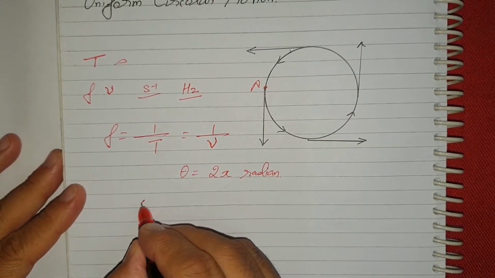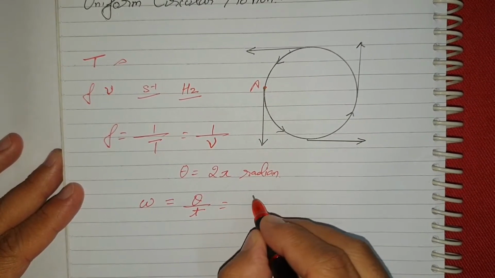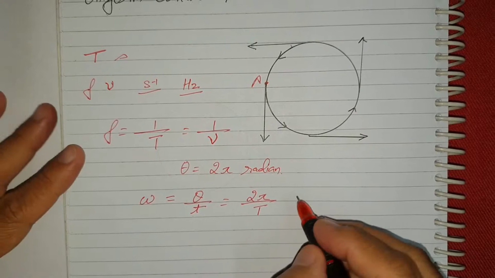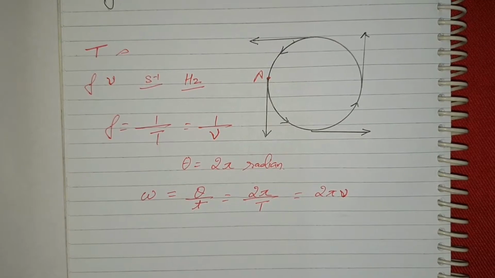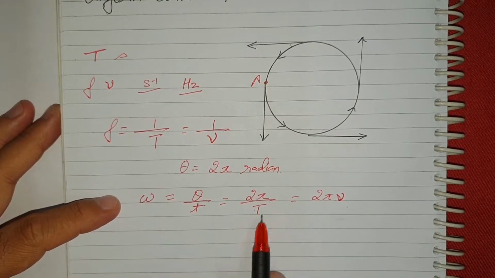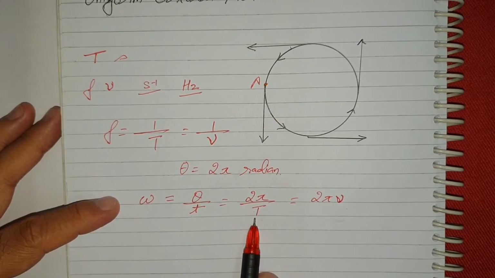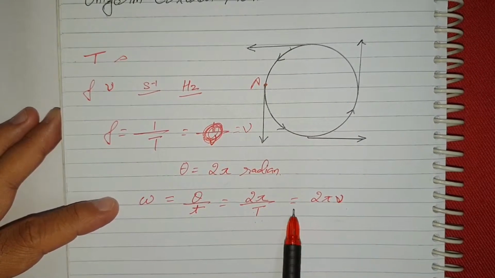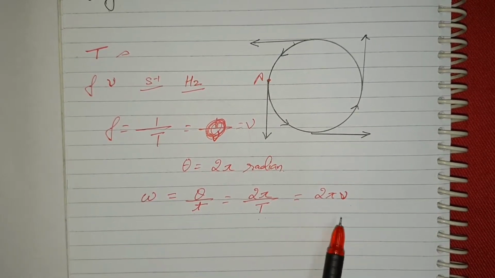And the angular velocity omega is equal to theta by T, that is equal to 2 pi by T. Theta is covered as 2 pi in time T, and this is equal to 2 pi nu, where nu is the frequency. So this is the relation between omega, time period and frequency. Omega is 2 pi by T, and since 1 by T is actually the frequency f or nu, hence omega is 2 pi nu.